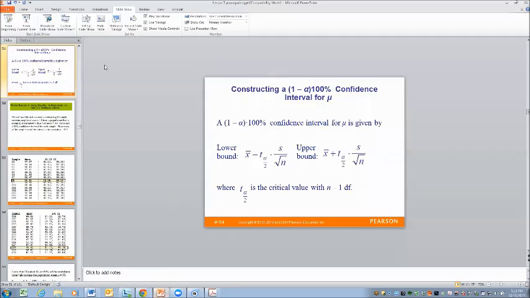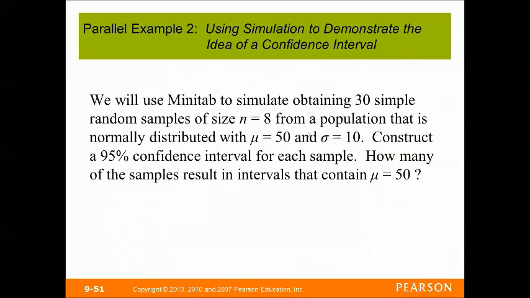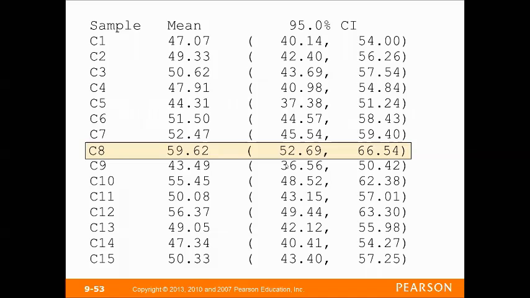So let's look at an example. Let's say we have a normal distribution with a mean of 50 and a standard deviation of 10, and we took samples of size 8, did the sampling process 30 times, and calculated a confidence interval from those samples. And let's see what happens. Notice that not every interval that I get will contain the mean of 50. This 8th interval does not contain the mean.